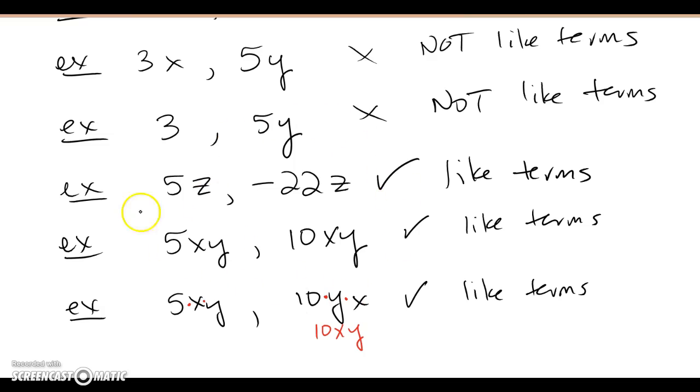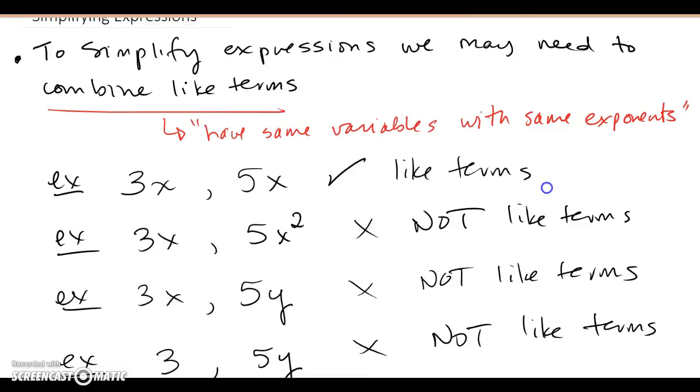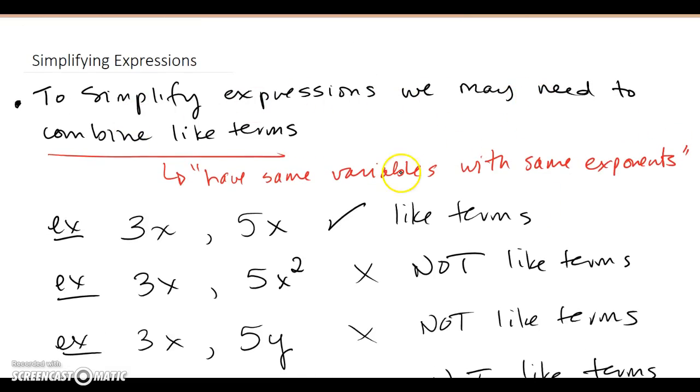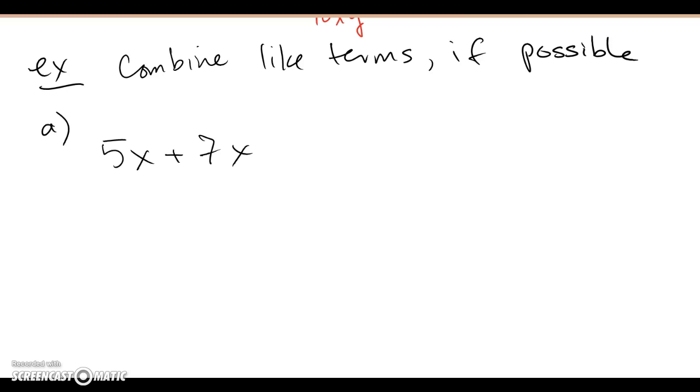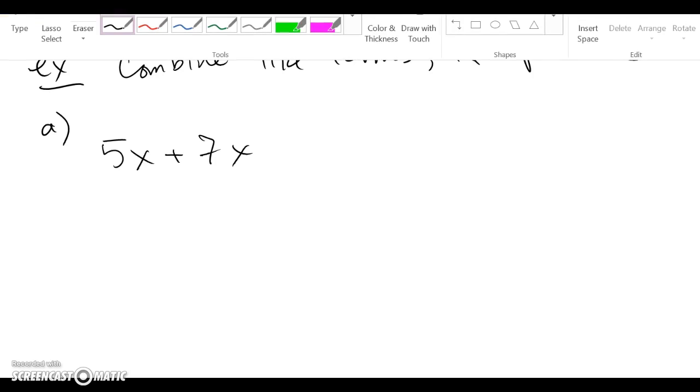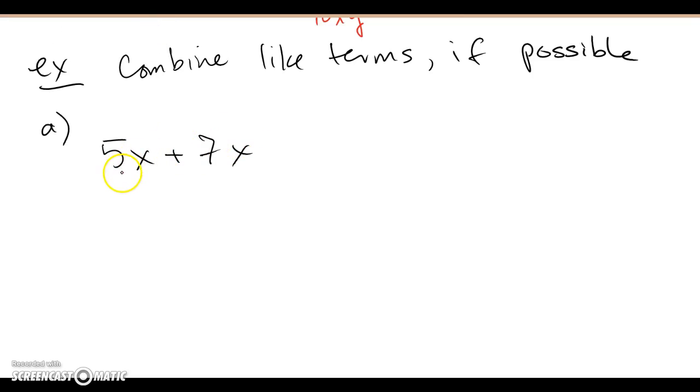So now that we know what like terms are, or what things are not like terms, we can go and simplify expressions because all we have to do is combine the like terms and leave the other ones alone. Let's look at some examples. Combine like terms if possible. 5x plus 7x. So you've got two things that are definitely like terms because they both have the x. 5 of them plus 7 of them is going to give me 12 of them. So I ultimately get 12x.